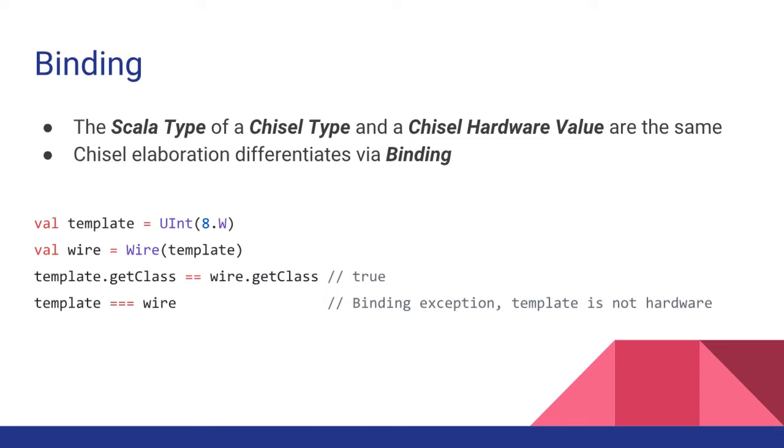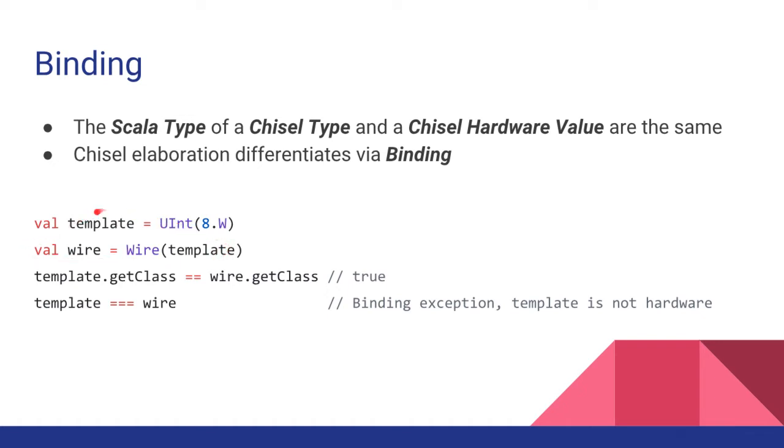Okay, so jumping from types to binding, what is binding? You may see binding exceptions in your Chisel. In Chisel, the Scala type of a Chisel type and a Chisel hardware value are the same. That sounds a little weird, so what does this mean? It means if I write val template = UInt(8.W), as far as the Scala compiler is concerned, this value here is of type UInt.